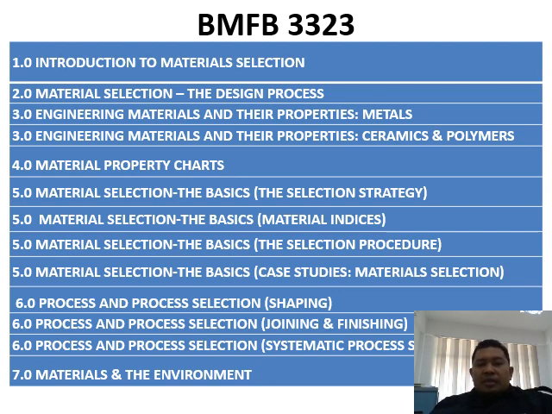And then chapter 6 is process and process selection, which includes shaping, joining, finishing, and systematic process selection and so on. I think you have already learned this chapter in manufacturing process, as well as in advanced manufacturing process. And then the last chapter will be materials and the environment.